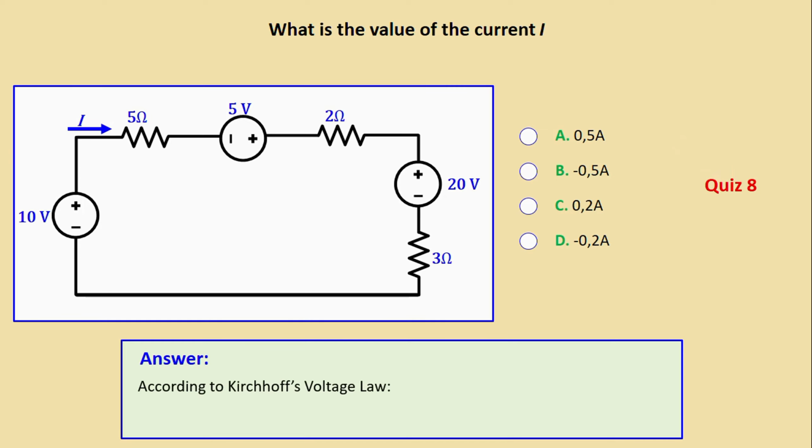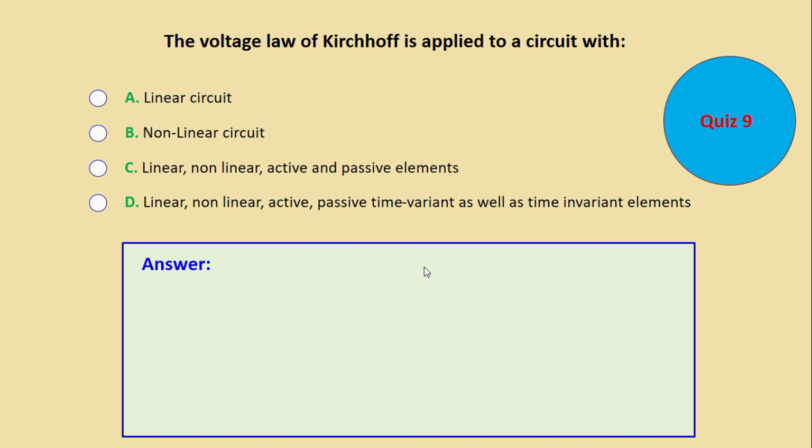According to Kirchhoff's voltage law, we can write negative 10 plus 5I minus 5 plus 2I plus 20 plus 3I is equal to 0. That means 5 plus 10I is equal to 0. That means I is equal to negative 5 over 10, which is negative 0.5 amps. B is the correct answer. We go now to quiz number 9.